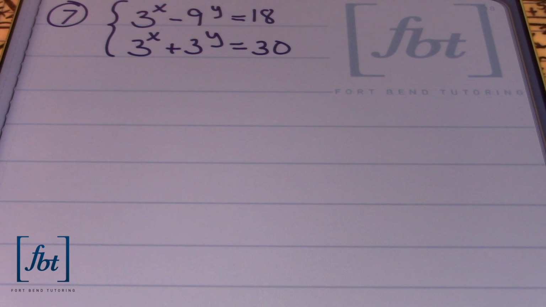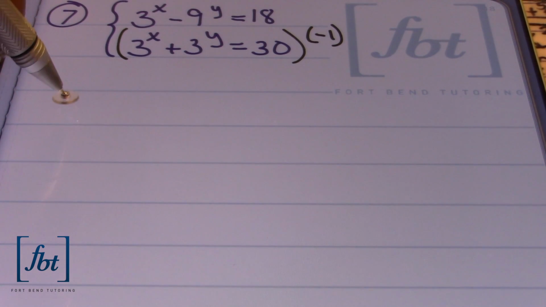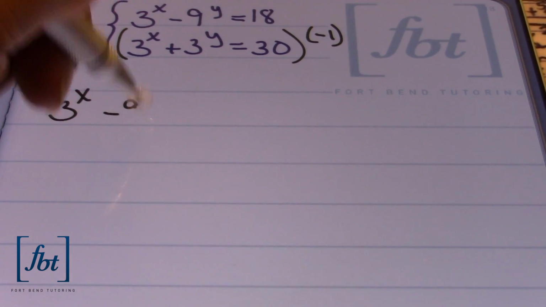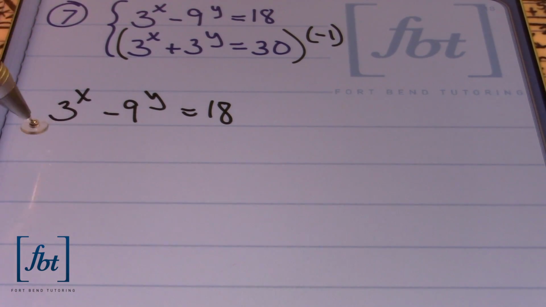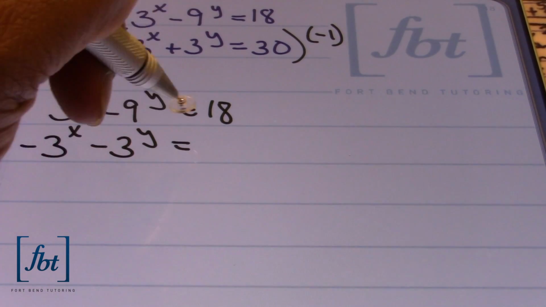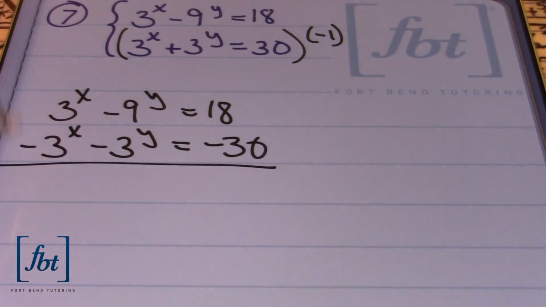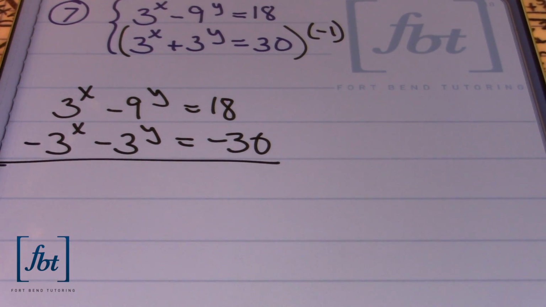So I will be using the elimination process. I'm going to do that by multiplying the second equation by -1. So I'm going to rewrite this as 3^x - 9^y = 18. The second equation, however, will be -3^x - 3^y = -30. And I will begin killing things. For instance, the first thing I will be destroying are the x terms.